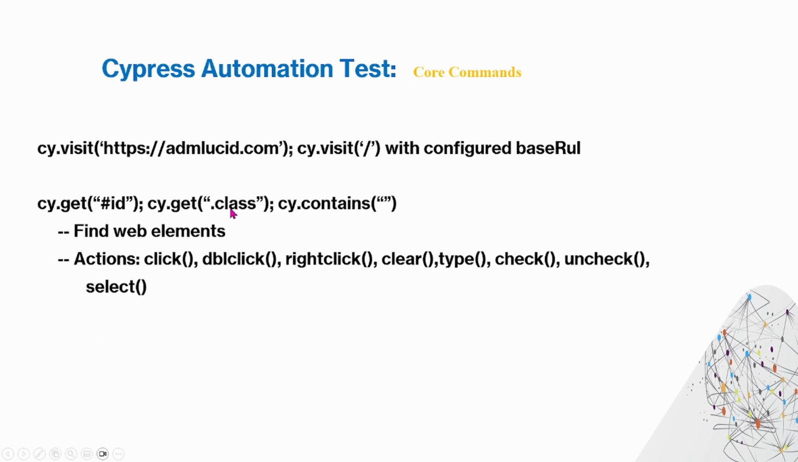Once you find the web elements, you can then perform actions. Some actions you can perform are click, double click, right click, clear, type, check for checkboxes, uncheck as well, and select options as well. You should note that you can link these different actions together. For example, if you find the web element and you do .clear, it will first clear that web element, and then you can do .type behind it to type within that web element in the same command. I'm going to show you a little bit of this later on.